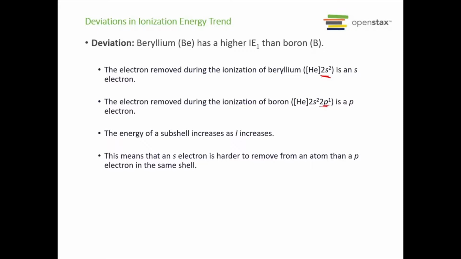The energy of the subshell is going to increase as we increase our l. So an s electron is harder to remove than a p electron in the same shell. So it's a lot easier to lose the single p electron than it is to lose one of these electrons in the s orbital, because the p is higher in energy.